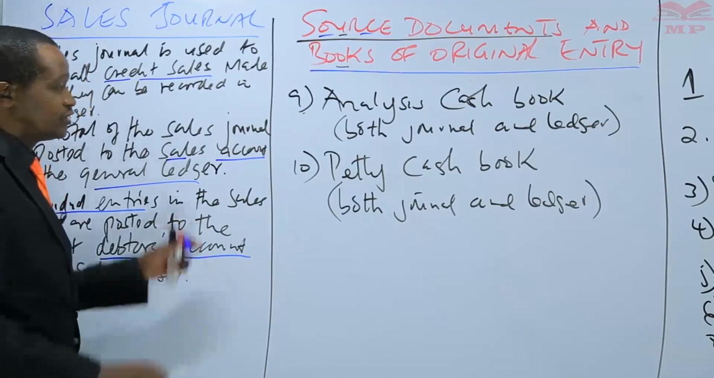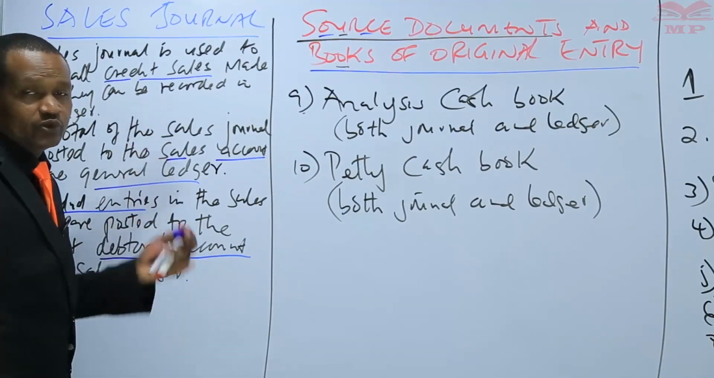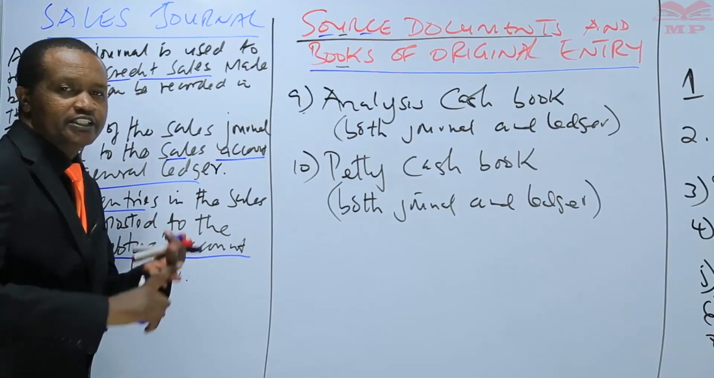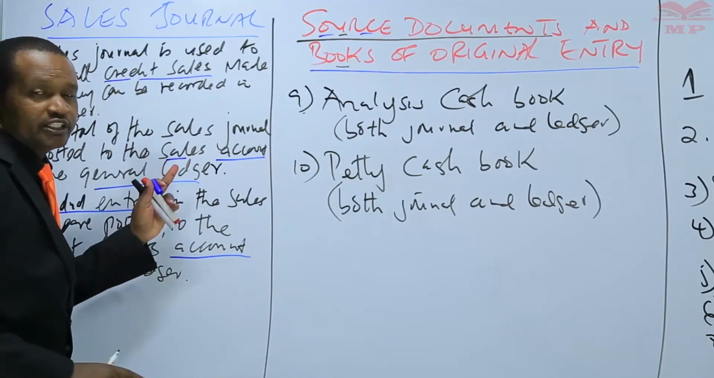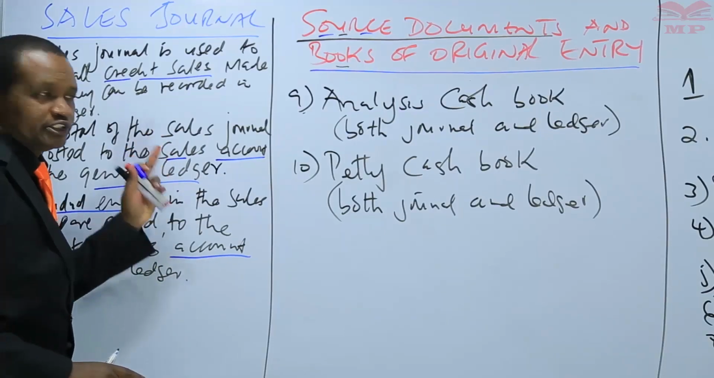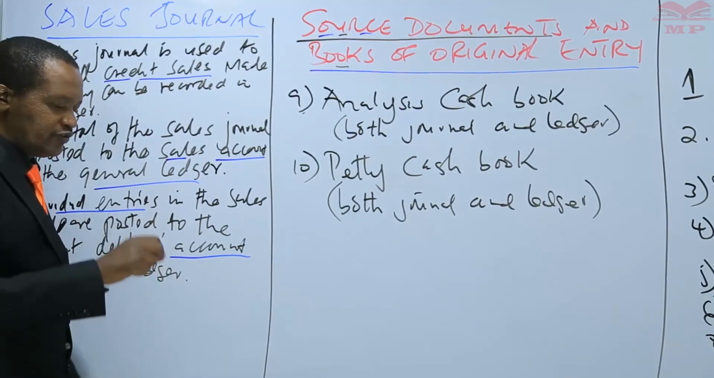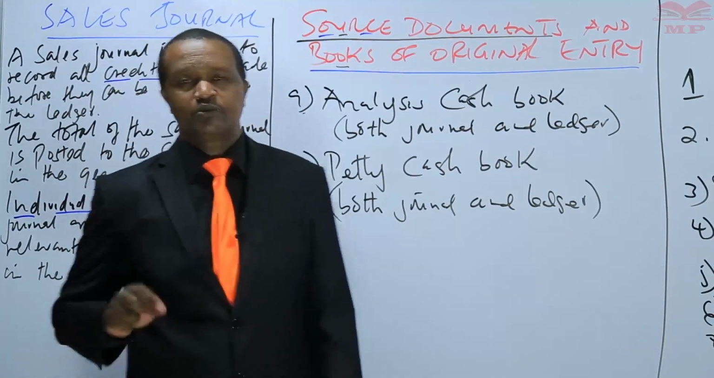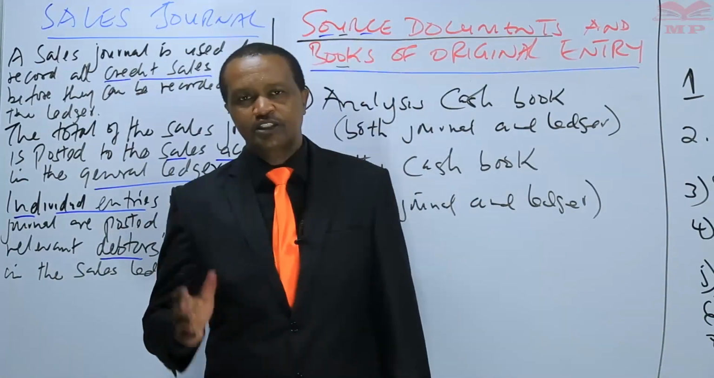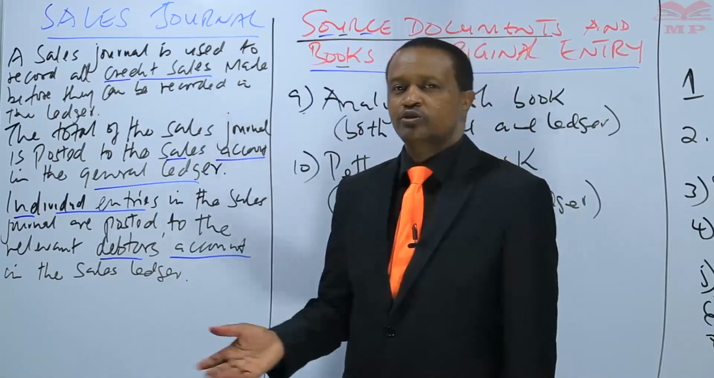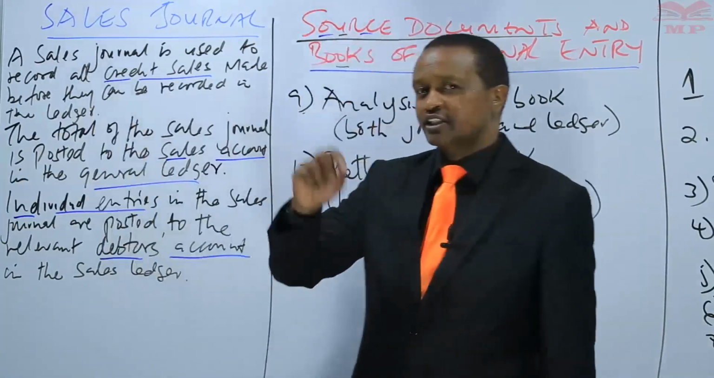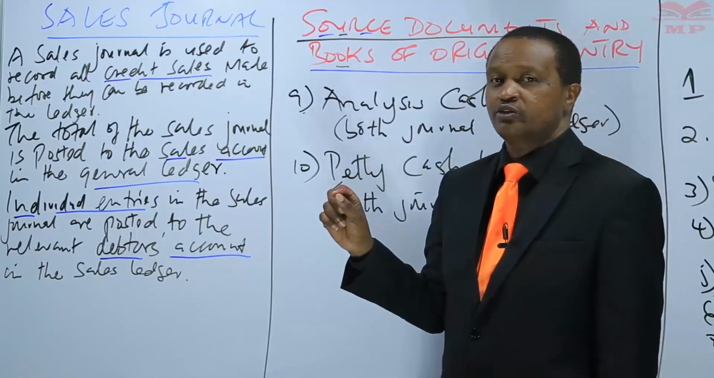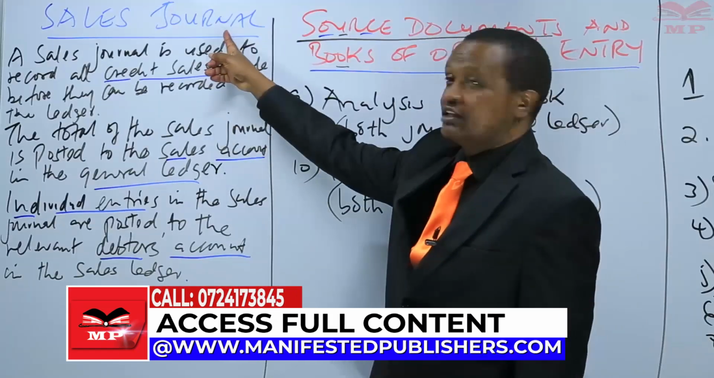So cash sales are not recorded in the sales journal. Number two, the sale of fixed assets on credit are not recorded in the sales journal. Sometimes the business may decide to sell its fixed assets like motor vehicles, land, buildings, furniture, and so on credit. When the business sells such fixed assets on credit, such sale on credit is not recorded in the sales journal.